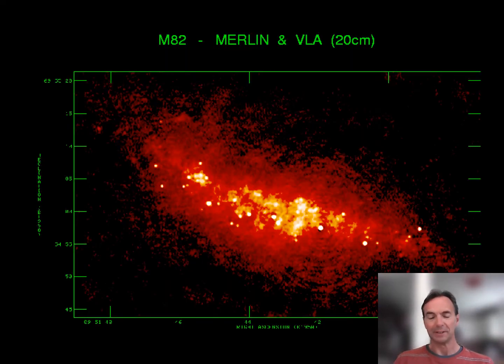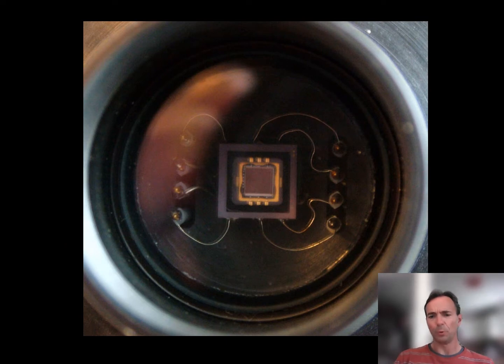This is a radio observation of M82, which is a large galaxy, not too far away. MERLIN and VLA, these are two types of radio telescopes, and this used a large array of radio telescopes around the world to produce these different radio sources. You can see the galaxy there, and the individual radio sources kicking out an awful lot of radio wavelengths. And it all boils down to this thing in here.